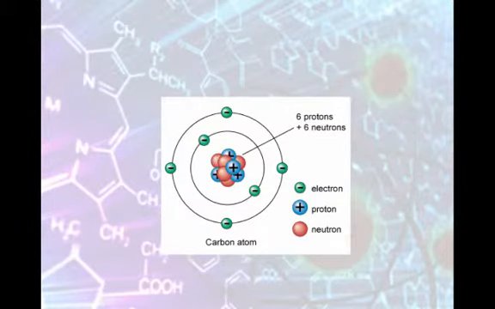This is an atomic model that shows you the protons and neutrons in the nucleus and the negatively charged electrons that fly around the nucleus in orbitals.